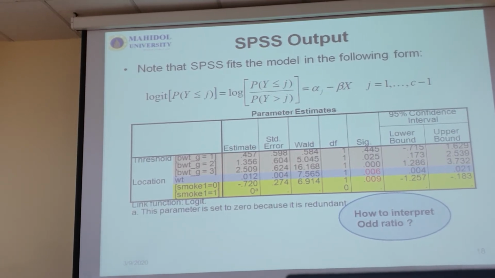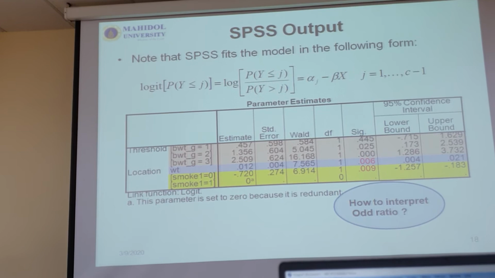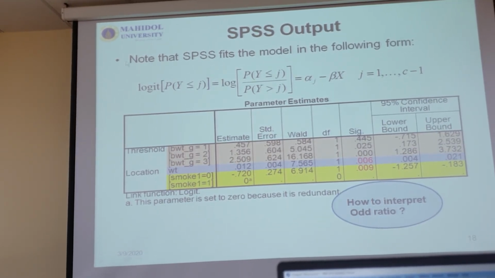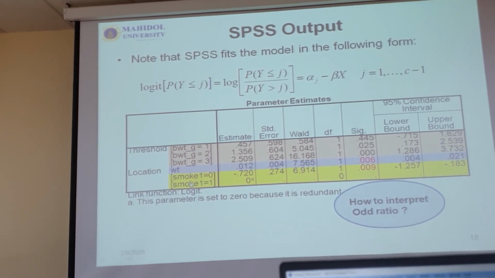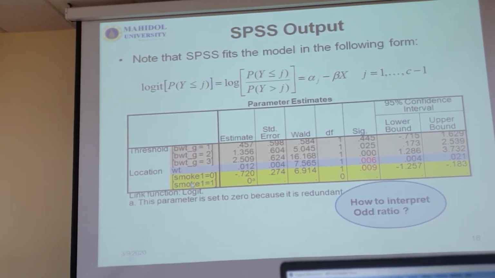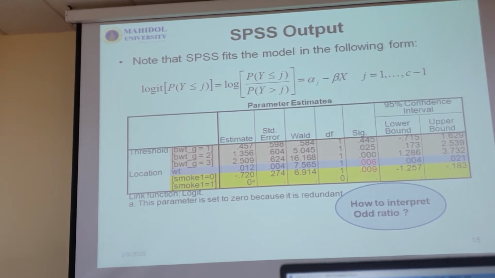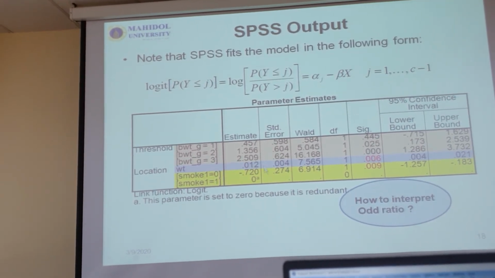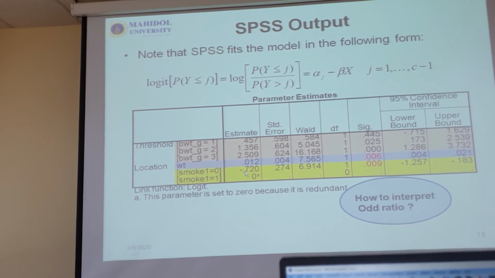Now, how can we interpret it? Since SPSS fits the model in this form, how can we interpret it? How can we calculate the odds ratio? So the odds ratio is equal to exponential of minus beta. This is the beta for weight, and minus 0.72 is the beta for smoke.